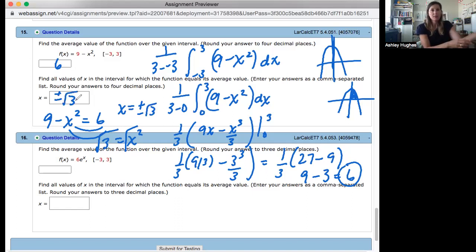And you can go ahead and make sure that makes sense. If you graph 9 minus x squared, and then you graph the average value of 6, then you can do second trace, intersect, and you see that you get 1.73, which should be the square root of 3. Yes. Okay, so that's an example for how to do that one.